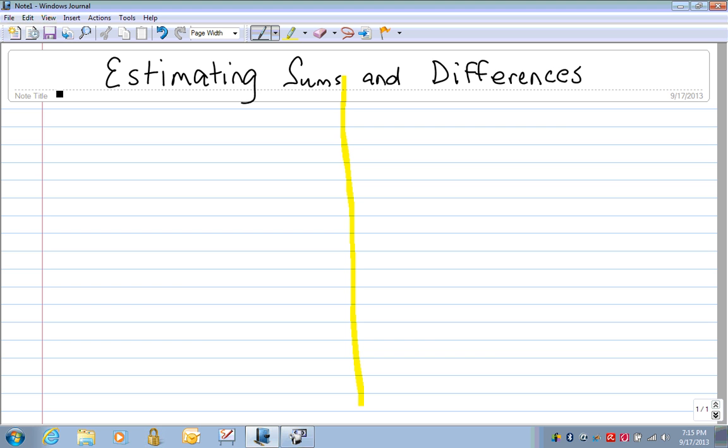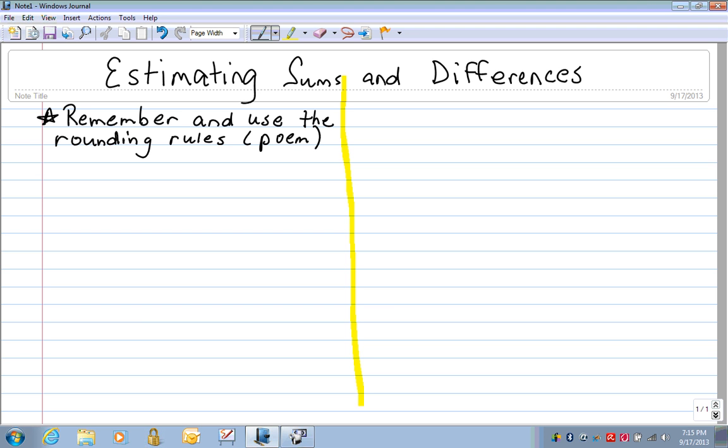Okay, we need to remember and use the rounding rules or our poem to round when adding and subtracting.